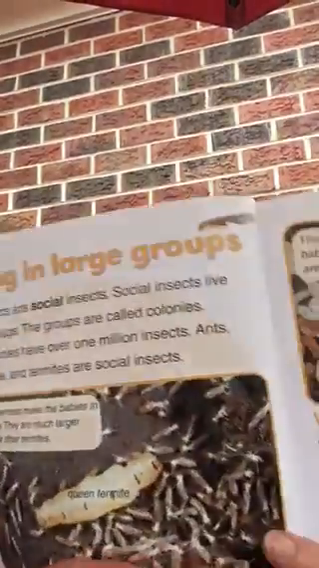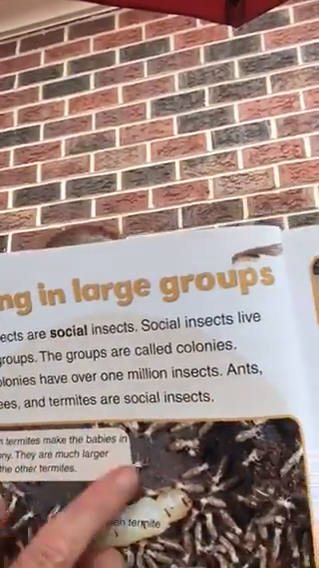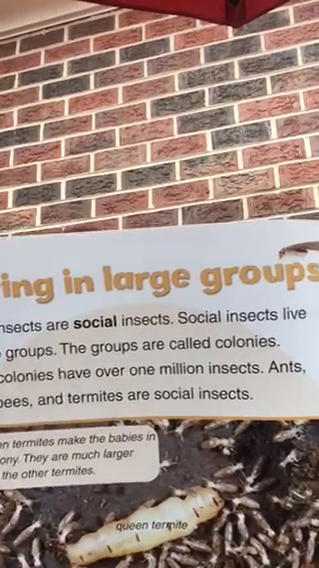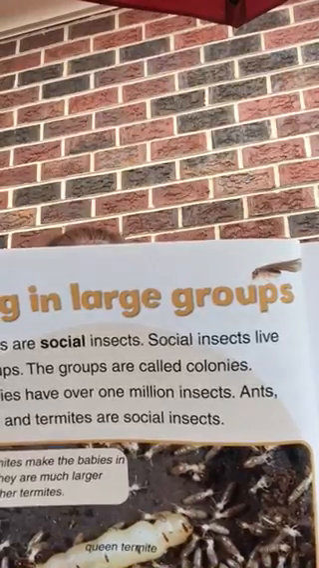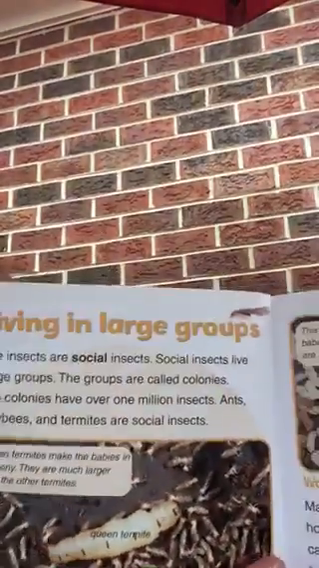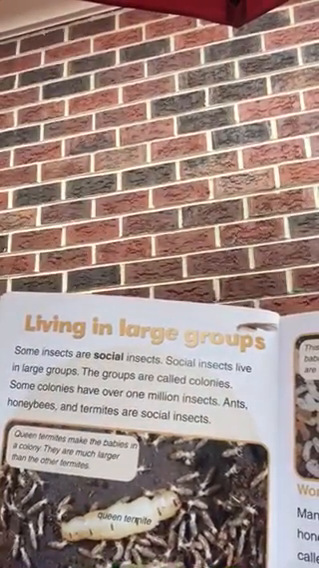Queen termites make the babies in the colony. They're much larger than the other termites. Now look at this. Isn't this interesting? See all these around it? These are just the regular termites. See this one in the middle? See how big that queen is? That's the queen termite. She's huge compared to the others. She barely even looks like a creature, does she? Look at her. She just kind of looks like a thing, huh? But nope, she's the queen termite.